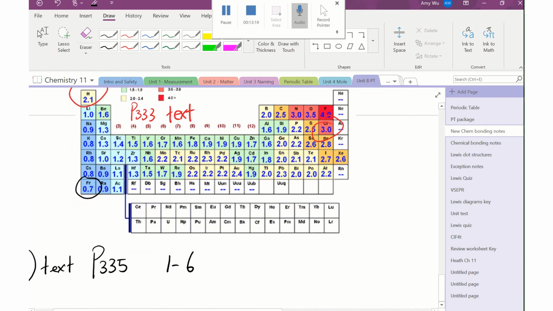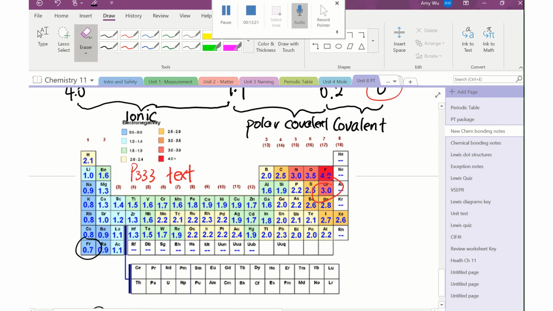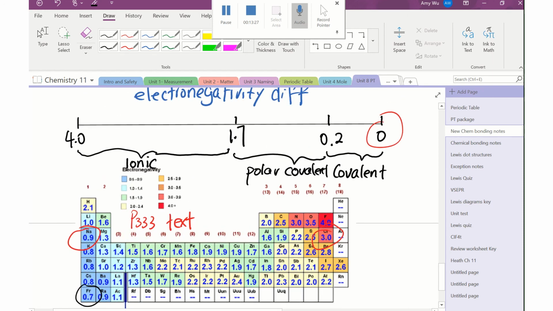And go back to the first one, sodium chloride. Sodium is 0.9 here, and chlorine again is 3.0. So 3.0 minus 0.9, you get a large difference, 2.1. So again, that would be classified as an ionic bond.